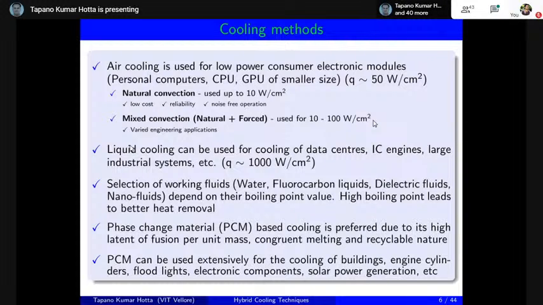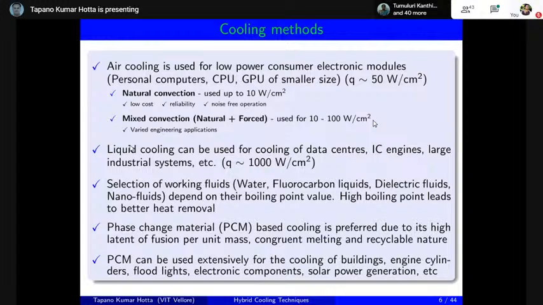But again, liquid cooling has a challenge because it's very difficult to handle the liquid. But we will see some of the techniques actually, how you can control or handle the liquid so that you will be able to achieve a very high heat dissipation rate, close to 1000 watt per centimeter square.